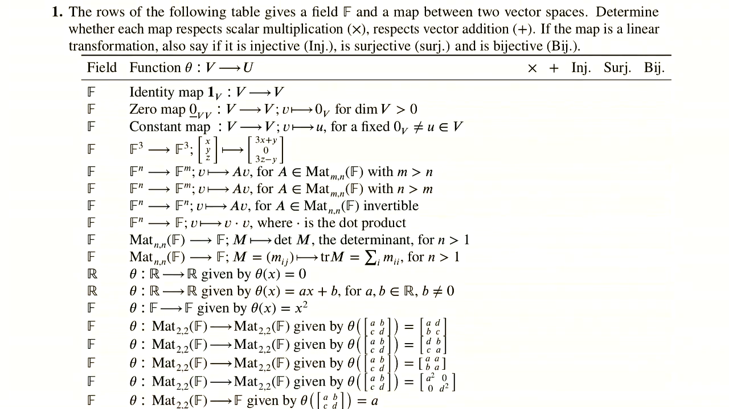We've got a function between two vector spaces, and we're asked to decide whether it respects the scalar multiplication, respects the vector addition. If it does both of those, then it's a linear transformation. And then if it's a linear transformation, then answer the questions of whether it's injective, surjective, and if it's both, then it's bijective. So the first one there, the identity map.